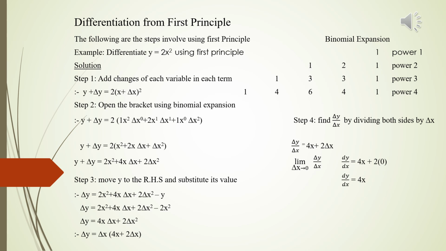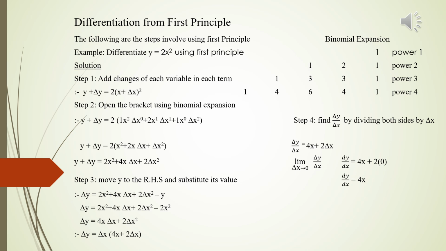So we have change in y equals 2x raised to power 2 plus 4x change in x plus 2 change in x raised to power 2 minus y. Change in y equals 2x raised to power 2 plus 4x change in x plus 2 change in x squared minus 2x raised to power 2. So 2x raised to power 2 subtract 2x raised to power 2, we have change in y equals 4x change in x plus 2 change in x raised to power 2.